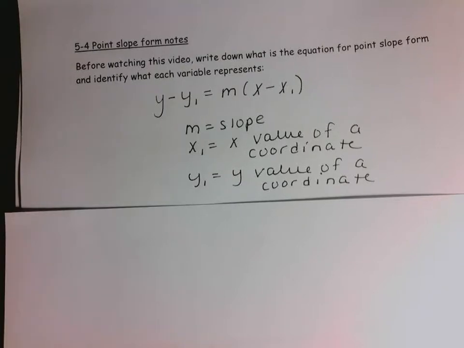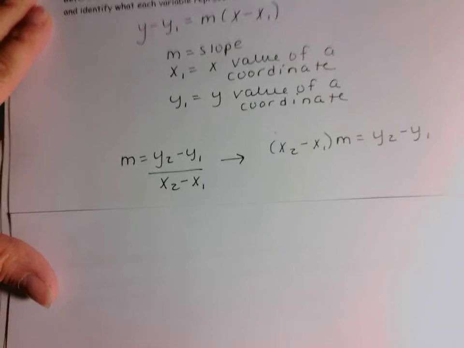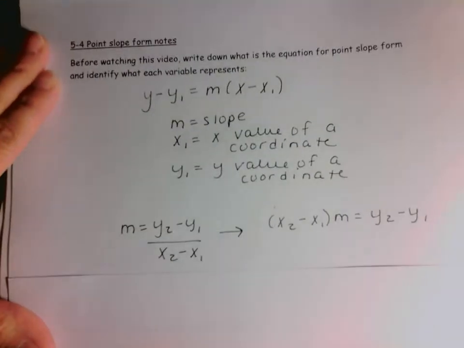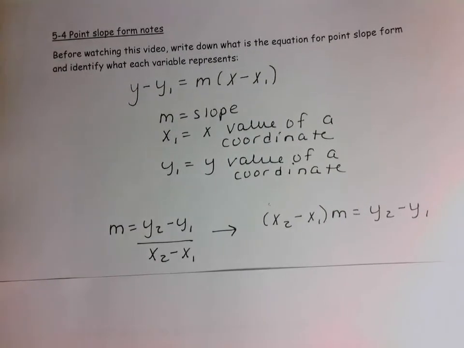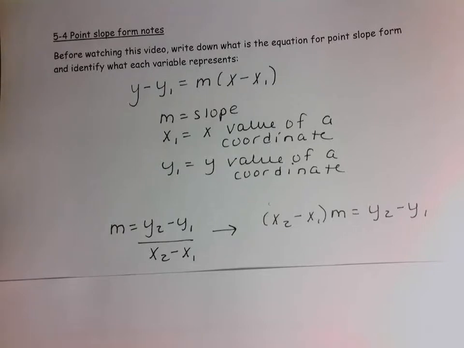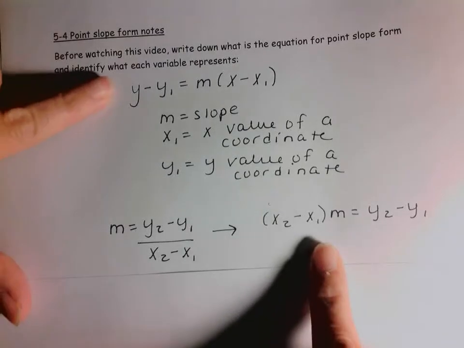So it's super important that you see where this equation comes from. Look at what the equation is for slope. Slope is y2 minus y1 over x2 minus x1. Do you see what happens when I multiply both sides by the denominator? Look at what happens when I multiply both sides by x2 minus x1. I get point slope form. Do you see how these are the same thing?